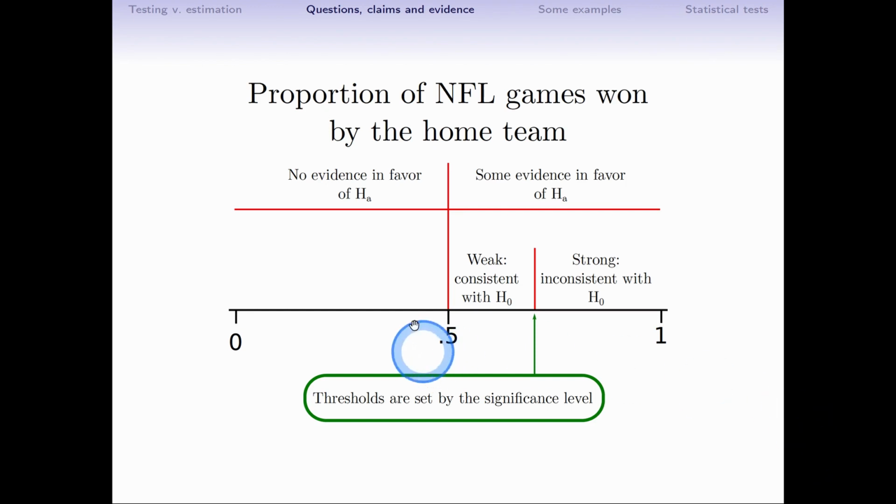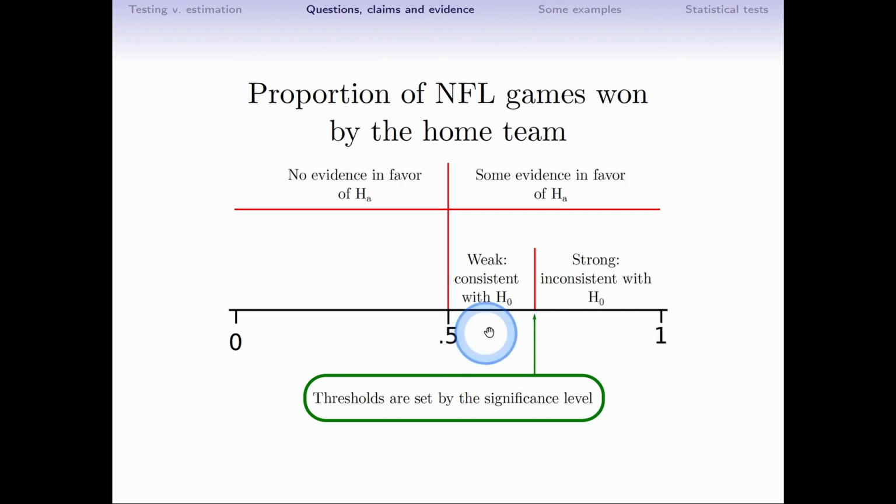Now, I claim that this interval from 0.5 to 1 needs to be further subdivided into two cases. If p-hat is greater than 0.5 but near to 0.5, then we might call this evidence weak. It points in the direction of supporting the alternative hypothesis, but it is consistent with the condition of no effect. In other words, this evidence is hard to distinguish from no effect. This might happen, for instance, if the home teams win only 52% of their games.